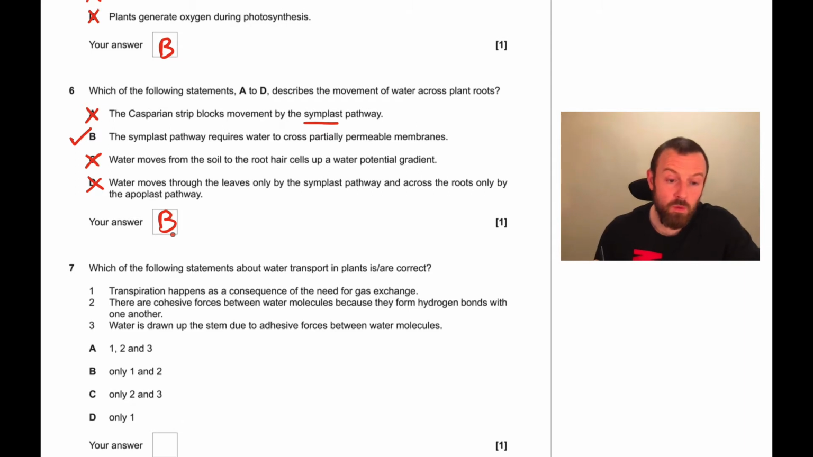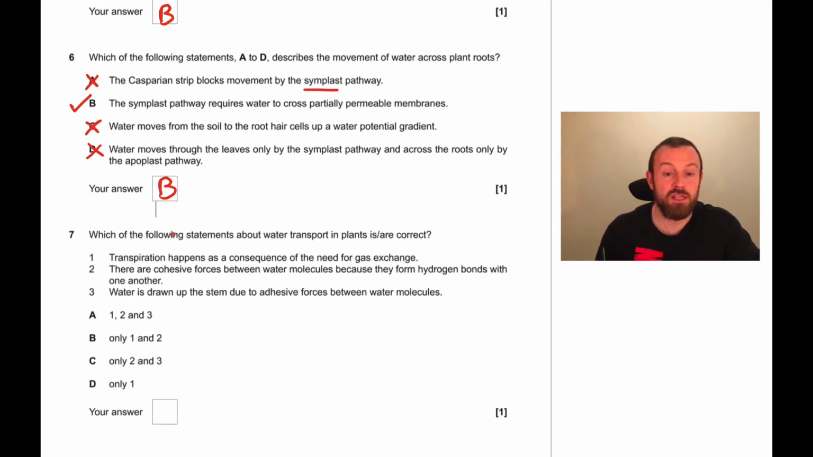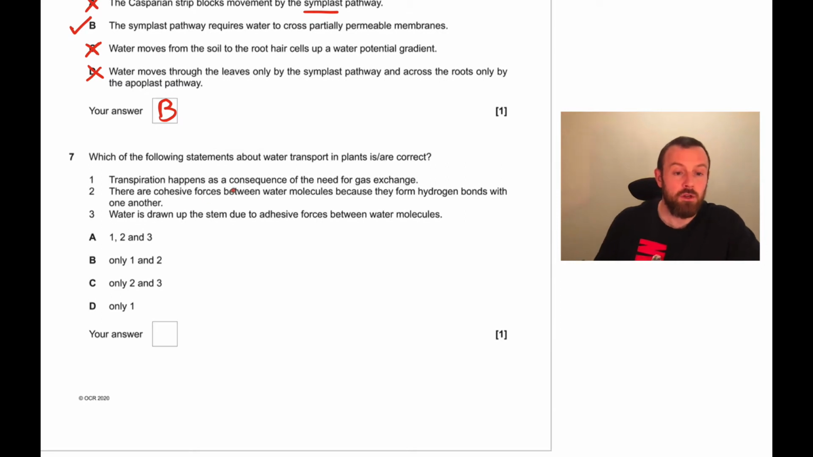7. Which of the following statements about water transport in plants is or are correct? Okay, transpiration happens as a consequence of the need for gas exchange. These are hard. I'm going to say yes, because the leaves have stomata, and the stomata are there because of gas exchange, and without stomata, you wouldn't get transpiration. So that's my thoughts. 2, there are cohesive forces between water molecules because they form hydrogen bonds with one another. Yes, true.